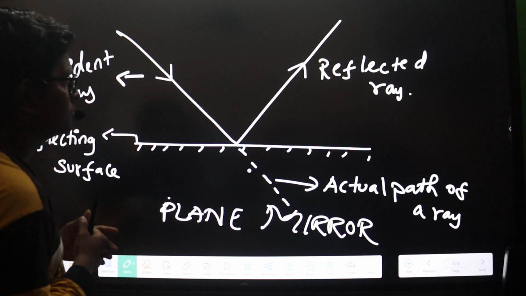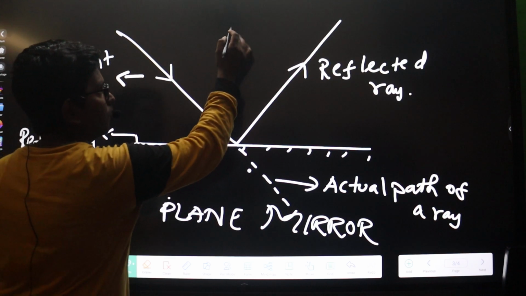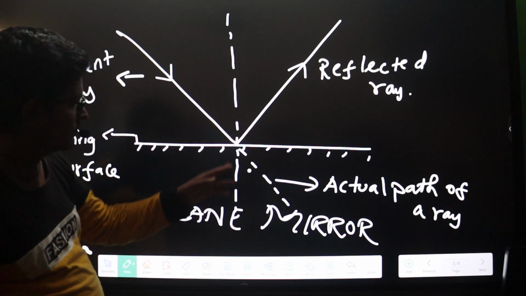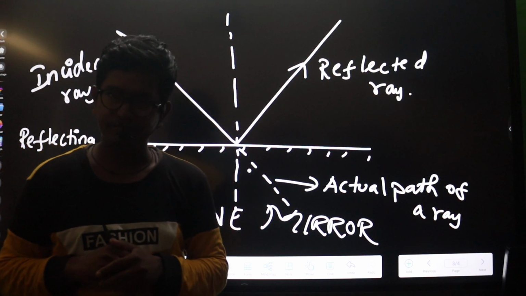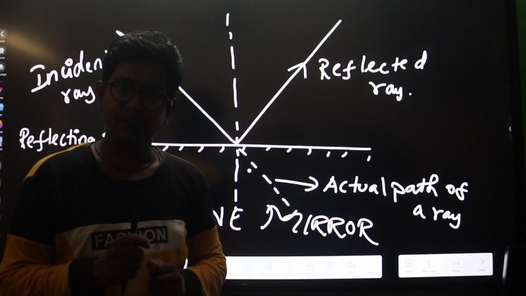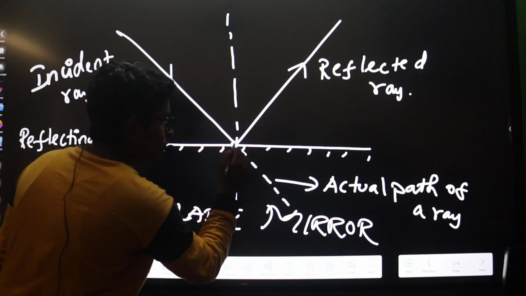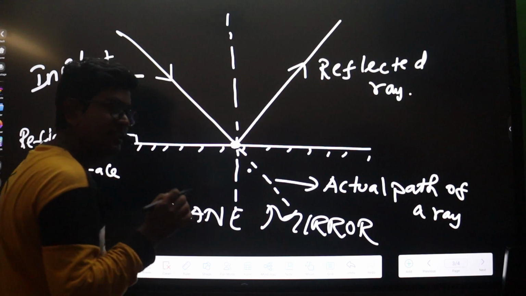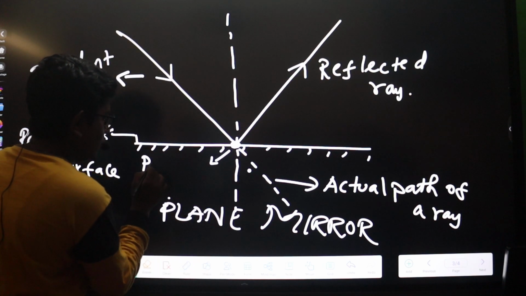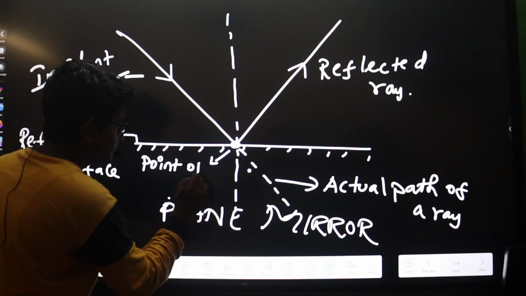All right, so what I'm going to do here is draw a normal. I just drew a normal here, and this normal has to be drawn in such a way that it should touch the point of incidence. What? Touch the point of incidence.